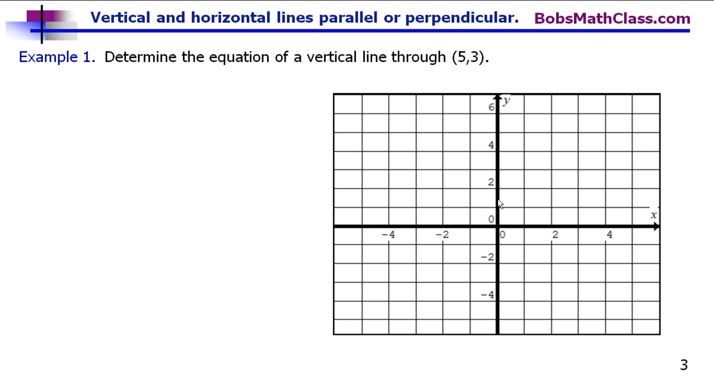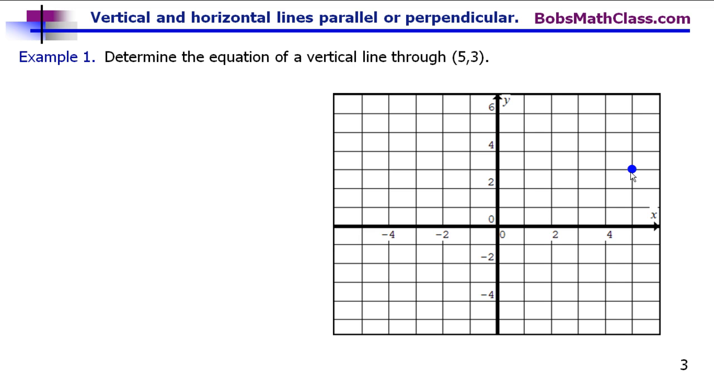Okay. Let's just go through equations of vertical and horizontal lines. Determine the equation of a vertical line through 5, 3. It's not always necessary to do a graph for a problem, but sometimes it helps us to understand what we're looking for. Okay, so let's graph 5, 3. 5 over to the right, and then 3 up, about right there.